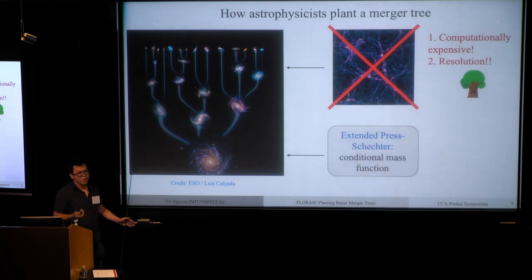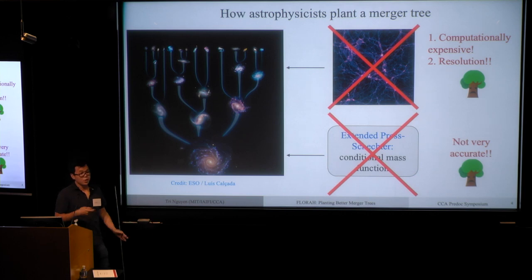The other way is to use a standard Press-Schechter algorithm, which models the conditional mass function. But to use it, you have to make a lot of assumptions, and it only takes into account the mass. We know that the formation of galaxies depends on more than just the halo mass. So this is not very good either. Press-Schechter trees are usually not very accurate.